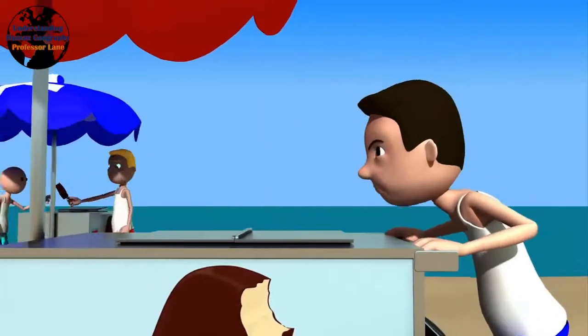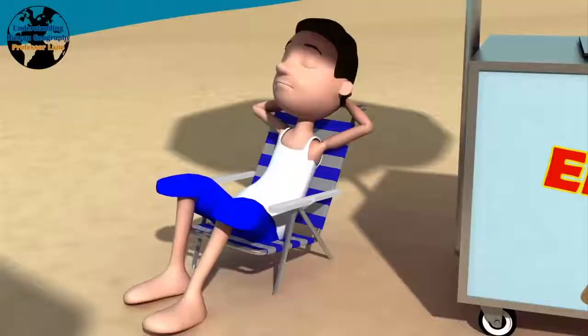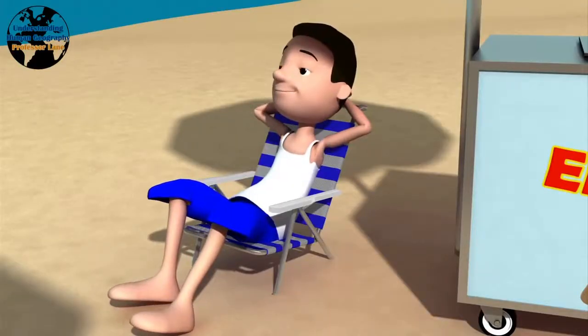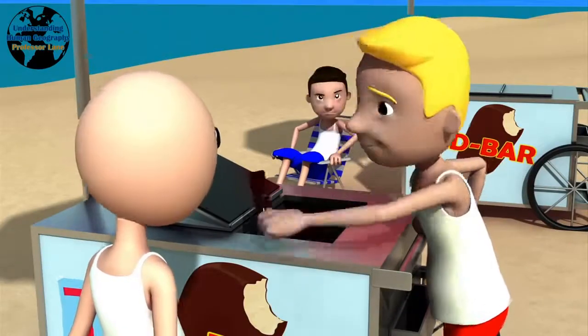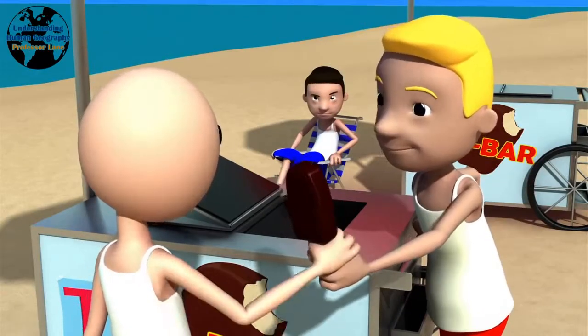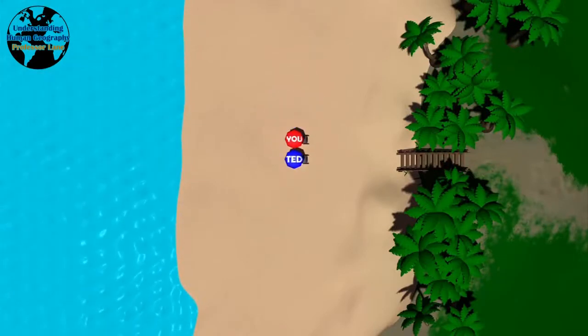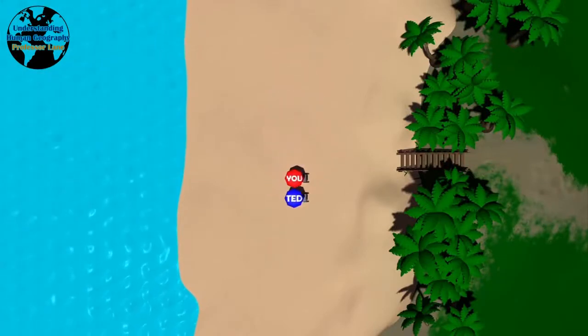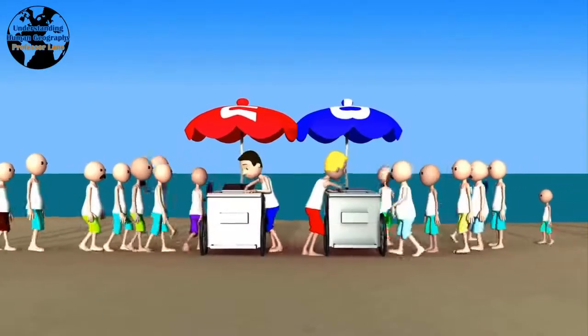Not to be outdone, you move 10 paces south of Teddy to regain your customers. When you take a midday break, Teddy shuffles 10 paces south of you and again steals back all the customers to the far end of the beach. Throughout the course of the day, both of you continue to periodically move south towards the bulk of the ice cream buyers until both of you eventually end up at the center of the beach, back to back, each serving 50% of the ice cream hungry beachgoers.